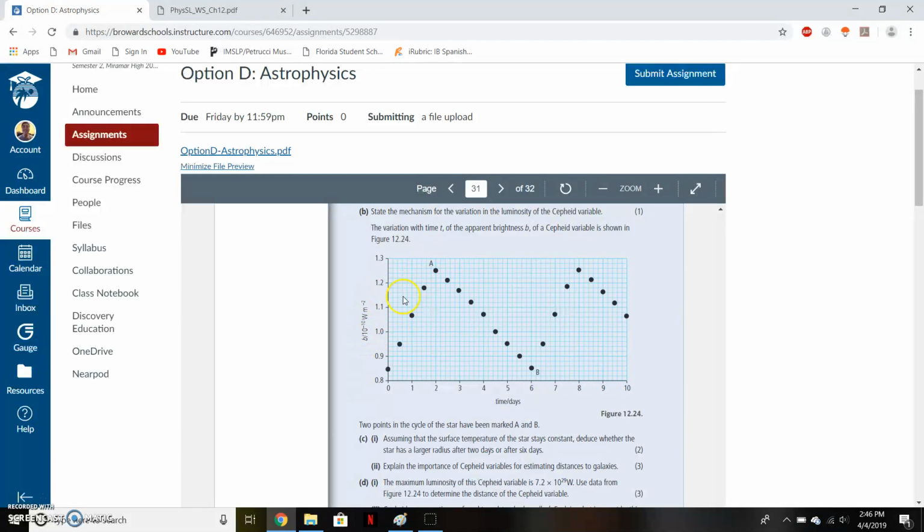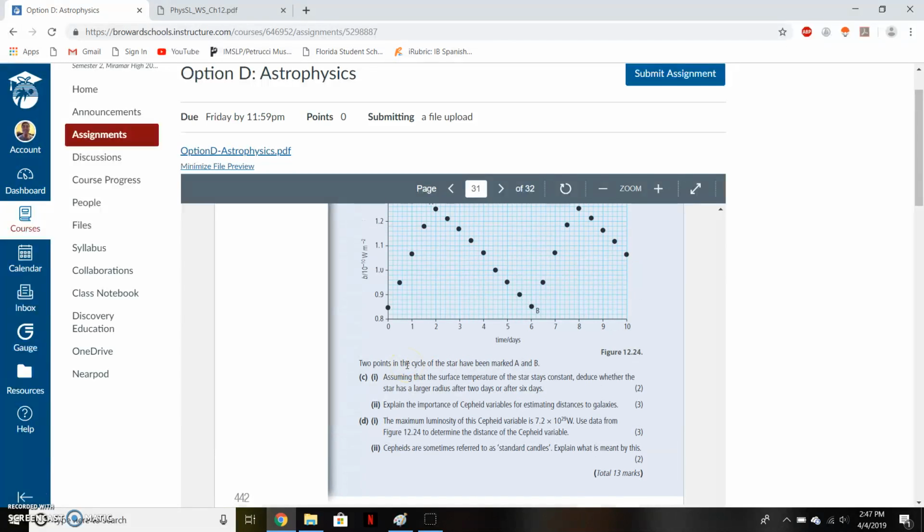The brighter it is means that it has a larger radius perceived. Well, not just perceived, but because it grows as well. So because point A, which is after 2 days, is brighter than the mark after 6 days, after 2 days the star would have a larger radius.